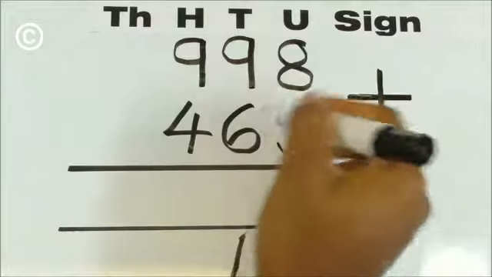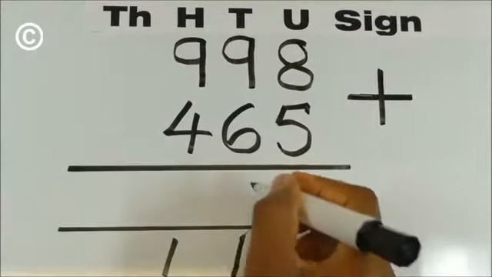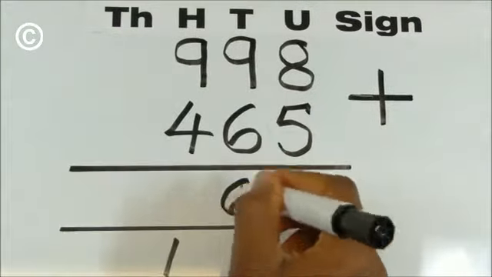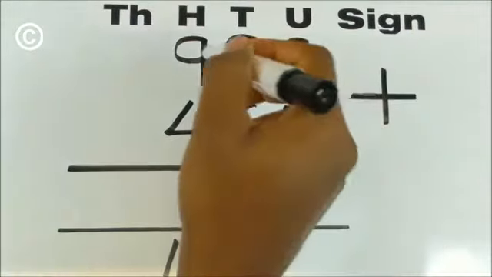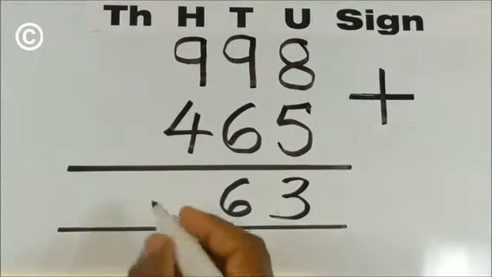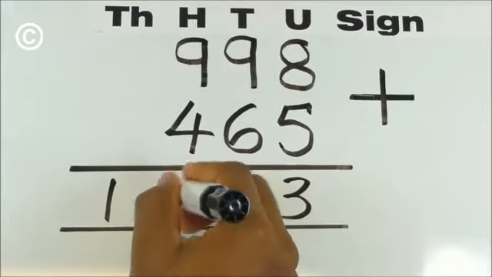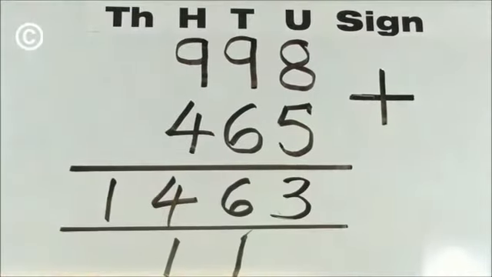9 plus 6 plus 1 is 16, 1 down in the hundreds column, 6 in the tens column. 9 plus 4 plus 1 is 14, you carry the 1 into the thousands column and the 4 into the hundreds column.